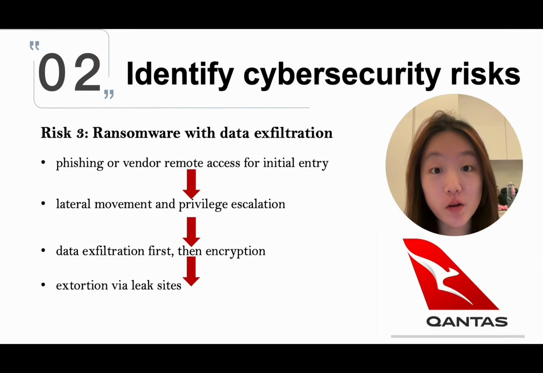Risk 3 is a kind of consequence risk. Once the identity access or third-party platform is attacked, attackers can use phishing, MFA fatigue, or suppliers to enter the network remotely and then move laterally and escalate privileges, exfiltrate data first, and then encrypt it, and carry out double extortion at the leak site.